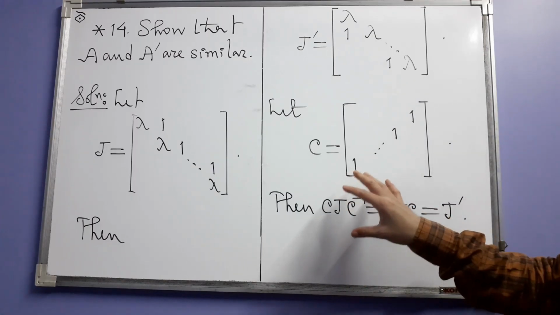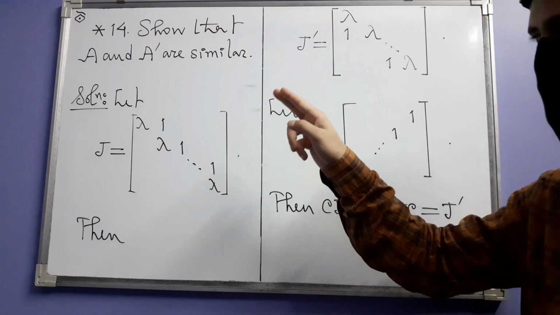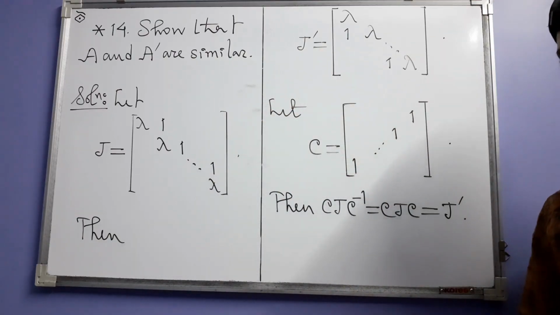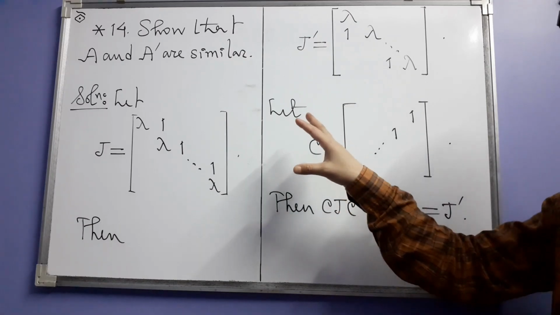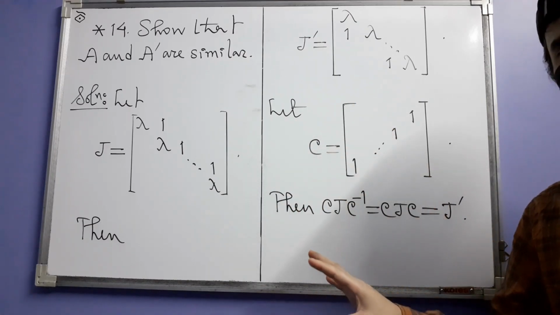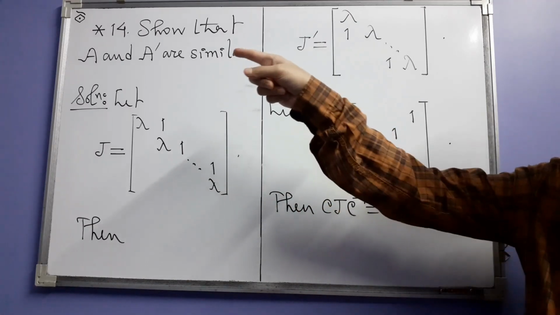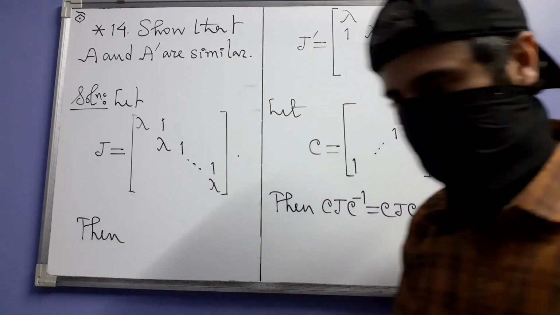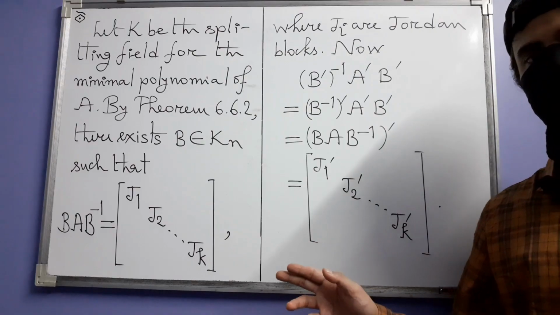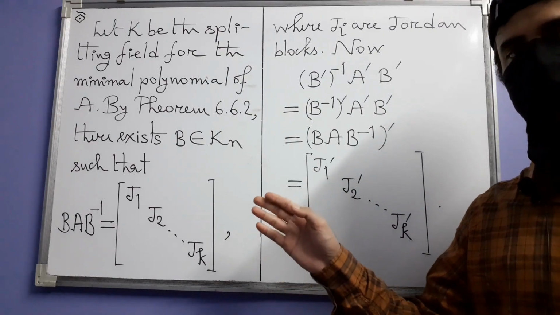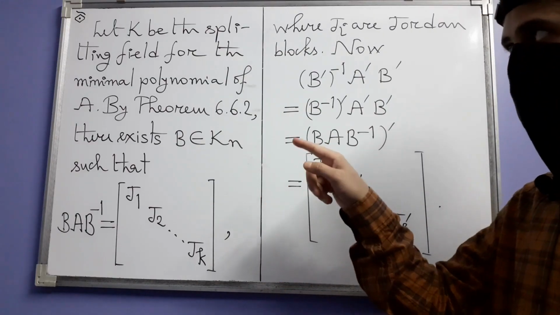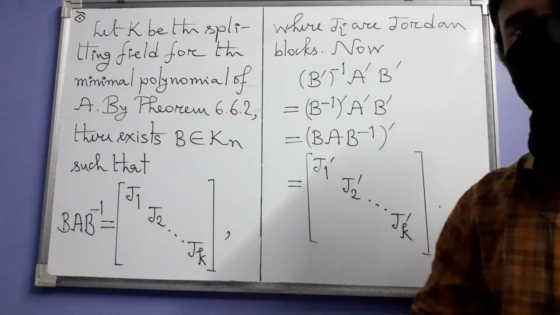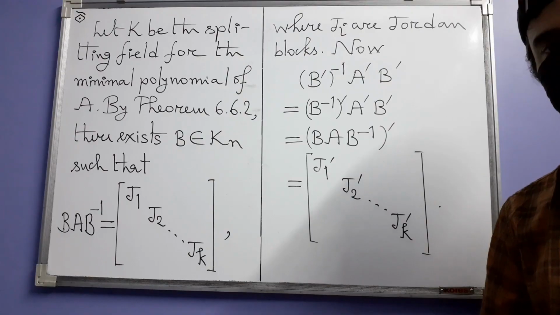So from this we get to know that at least J is similar to its transpose, and now we are going to use this information to say how A and A prime are similar. Let's see how. So next what we do, we consider the minimal polynomial of A and its splitting field K. Let K be the splitting field for the minimal polynomial of the matrix A.